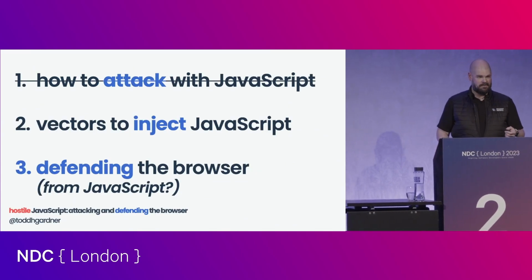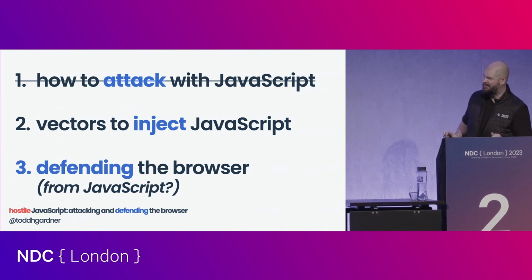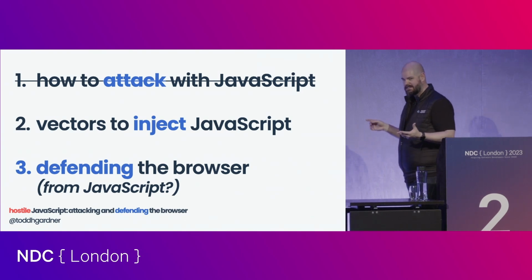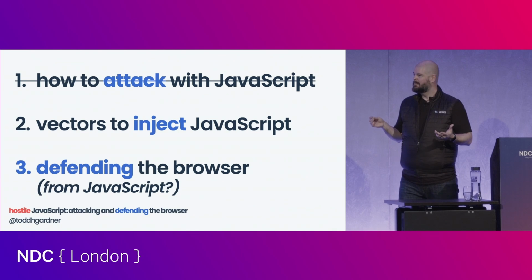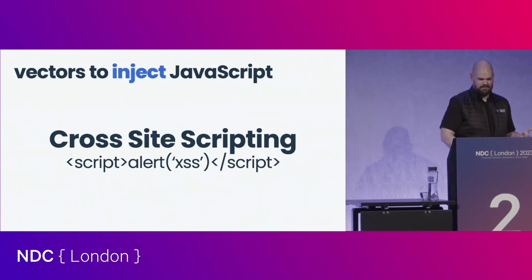There's all kinds of cool, scary things that they can do. Let's talk about some vectors of ways that JavaScript can get in. Because hopefully you're all like, you have access to the browser, you can do anything you want, Todd. But you're not going to get access to the browser. How does that happen? There's lots of ways that happens.